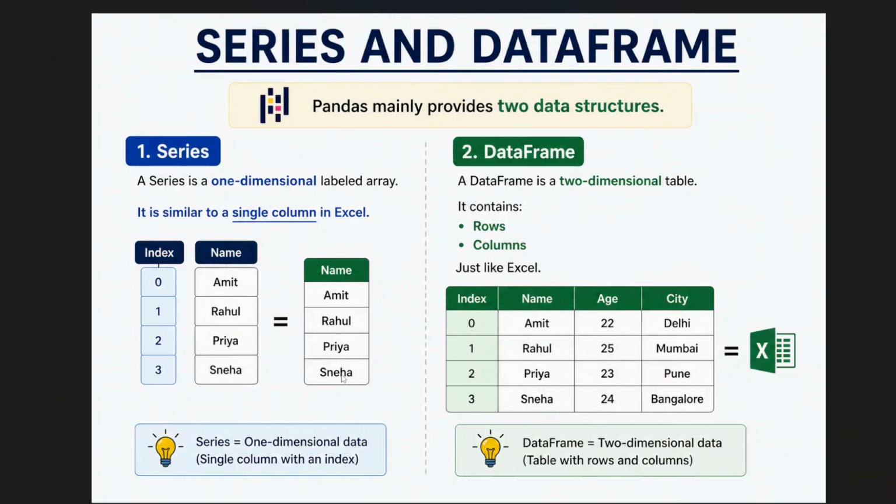And the second one is the data frame. A data frame is a two-dimensional table. It contains rows and columns, just like Excel. You can see it has multiple columns, a two-dimensional data table with rows and columns, like an Excel sheet. So that is the difference between series and data frame. Now let's see how we can create series and data frame practically.